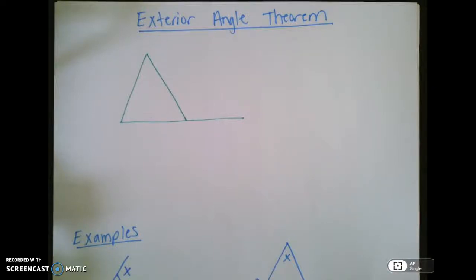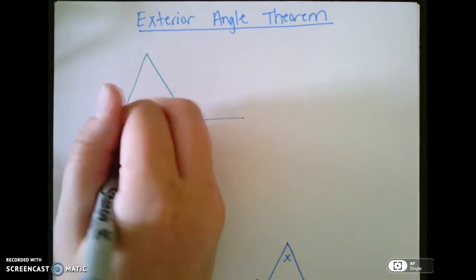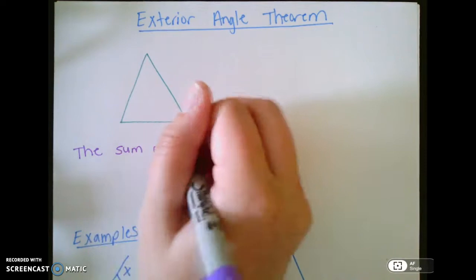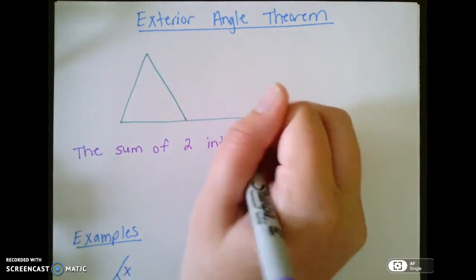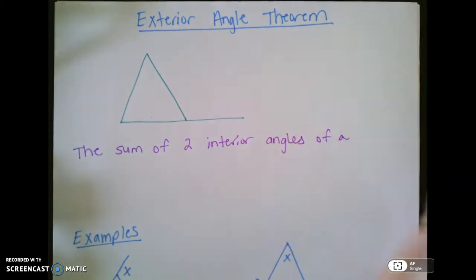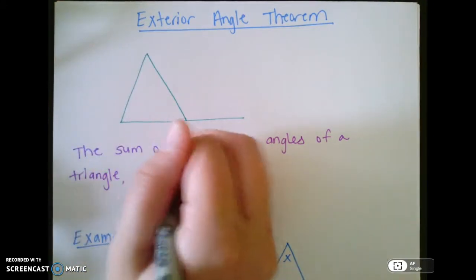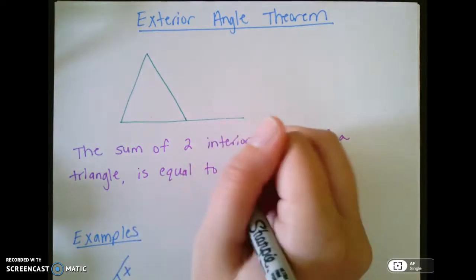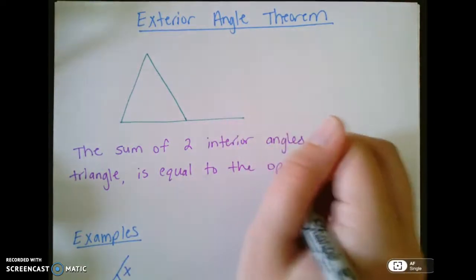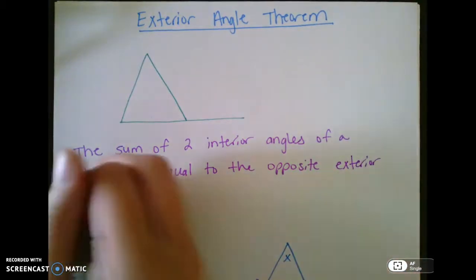Hey guys, today's lesson is on the exterior angle theorem. What the exterior angle theorem says is that the sum of two interior angles of a triangle is equal to the opposite exterior angle.